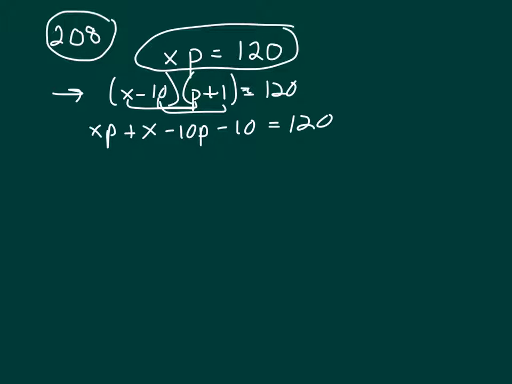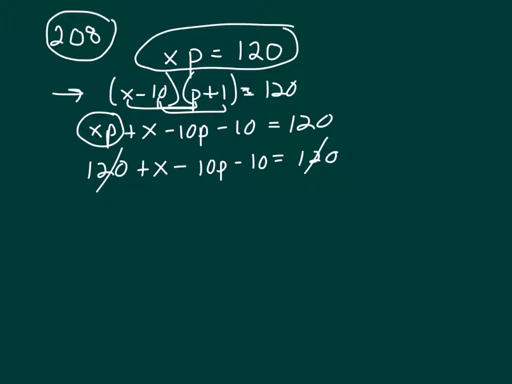Now look what happens. I can replace this XP with 120. 120 plus X minus 10P minus 10 equals 120. I want to try to get rid of X eventually and just have an equation with P in it. Now the 120s cancel. So you're left with X minus 10P minus 10 equals 0.